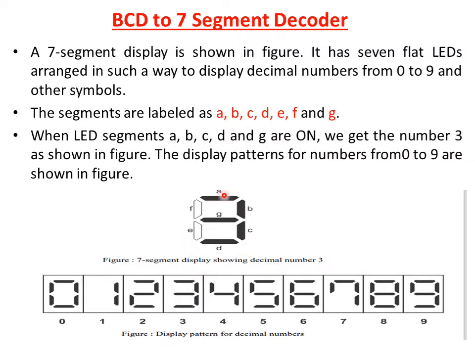When LED segments A, B, C, D and G are on, we get the number 3 as shown in the figure. The display patterns for numbers from 0 to 9 are shown here: 0, 1, 2, 3, 4, 5, 6, 7, 8, 9. The display pattern is represented here.